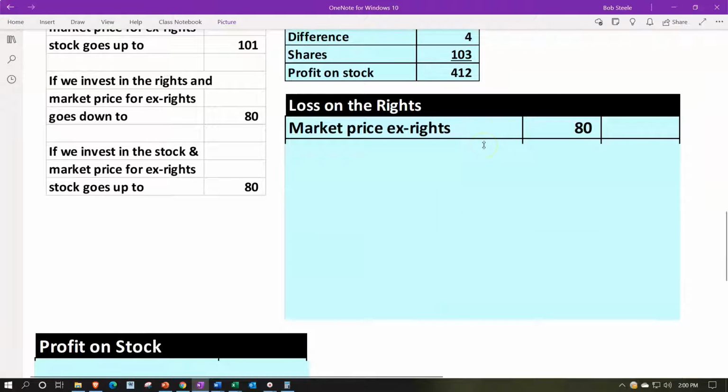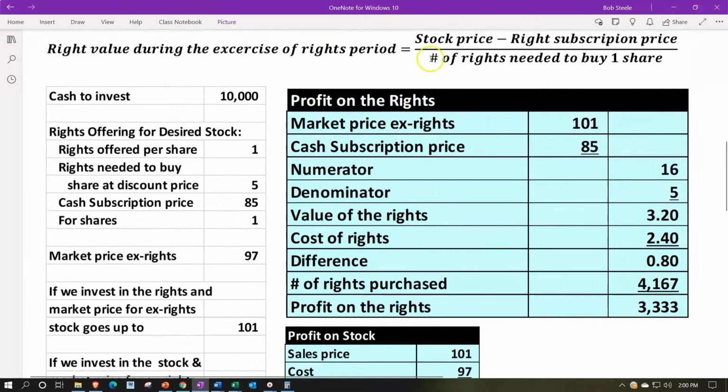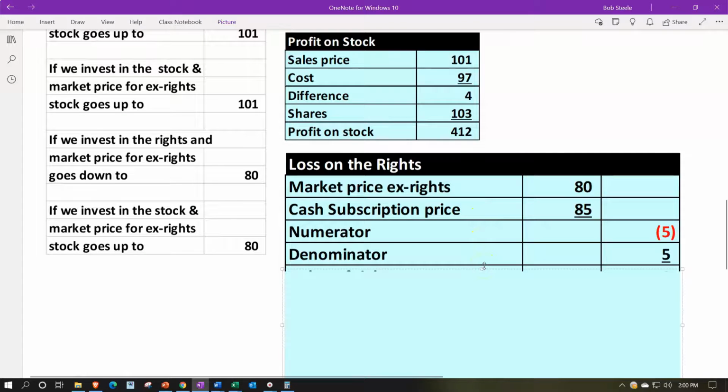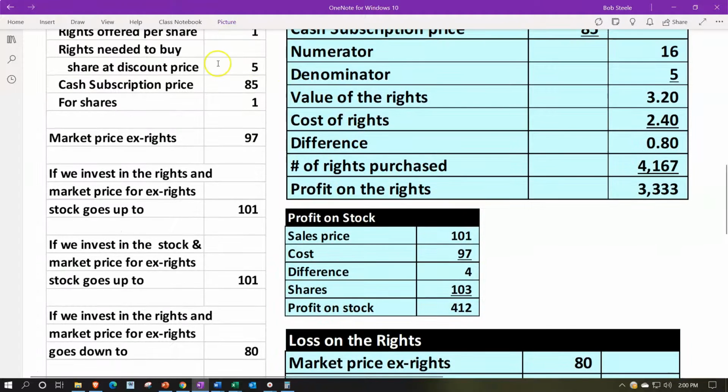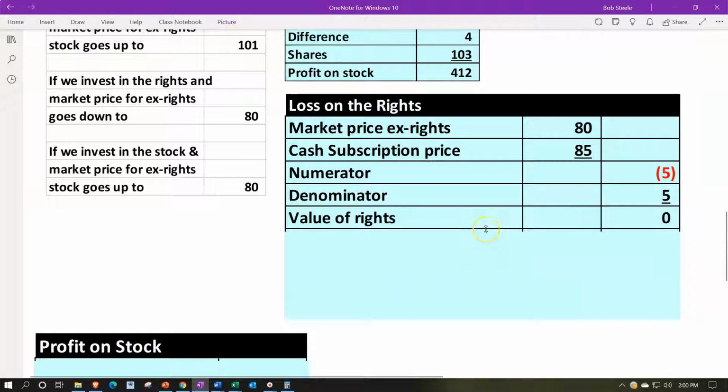So if the market price for the X rights went down to 80, and we compared that to the cash subscription price of 85, now we have a negative difference of 5 for the numerator, with the denominator being 5. That's the number you would need to buy at the discounted price, but the price is no longer discounted, and you can't really have a negative number there, so that's why we would put 0 here. You divide that out, you get -1, but you can't really have a negative number, so the value basically is 0.